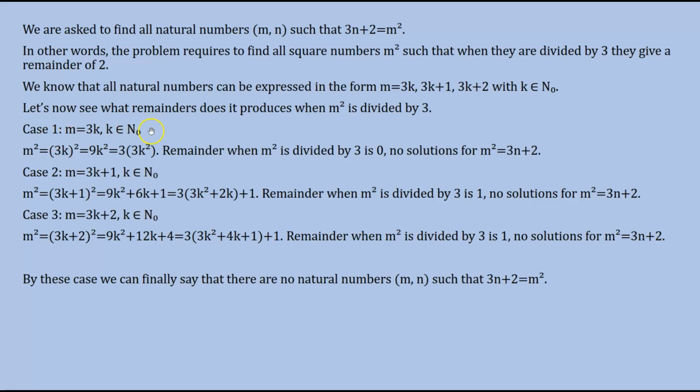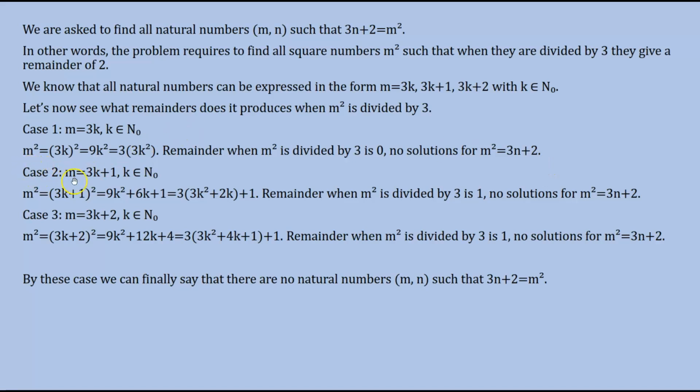So we begin our study with the case when m is equal to 3k, with k from the set of natural numbers including 0. So m squared will be equal to (3k) squared, which is 9k squared, or 3 times 3k squared. This means that the remainder of m squared when it is divided by 3 is equal to 0. So in this case, there will be no solution for our given equation.